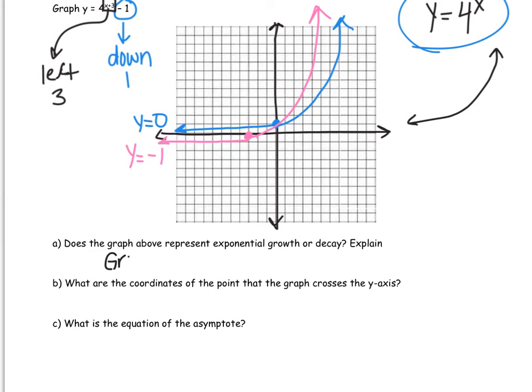So we want to know, first off, part A, does the graph above represent exponential growth or decay? And the answer is obviously growth, and it's because the 4 is greater than 1. In the formula y equals a times b to the x, the b value is greater than 1. That's what makes it growth.